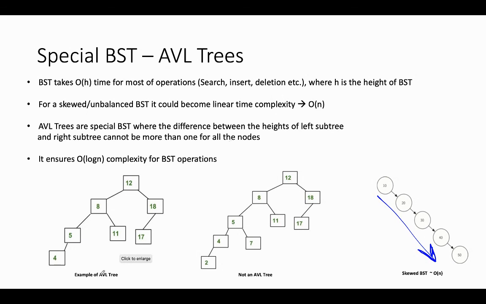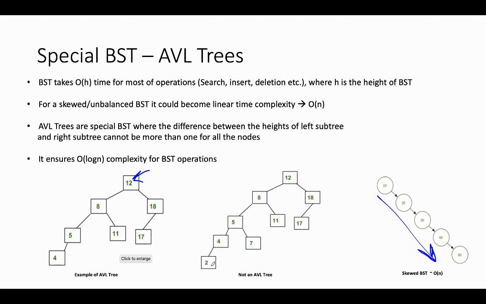Here we have an example of an AVL tree. For this node 12, the height of the right subtree is 2 and the height of the left subtree is 3. Similarly for 18, the height of the left subtree is 1, and the height of the right subtree is 0. For 8, the height of the right subtree is 1 and the height of the left subtree is 2. Again, not a difference of more than 1. So this is an AVL tree.